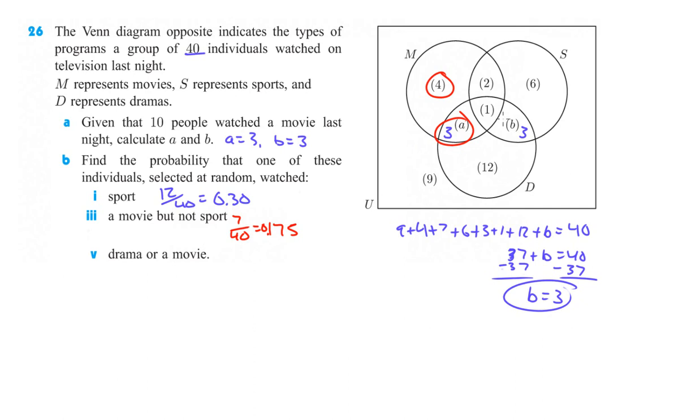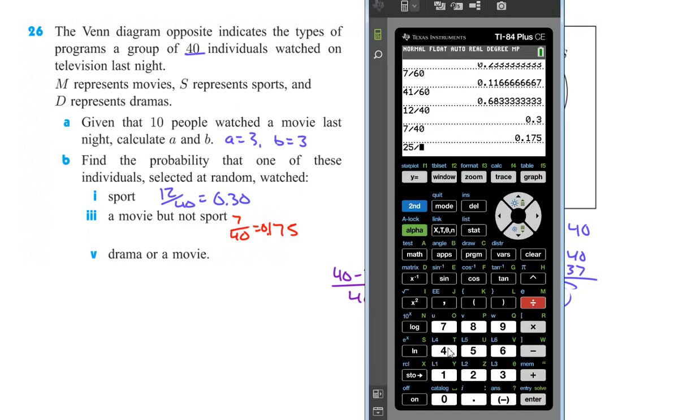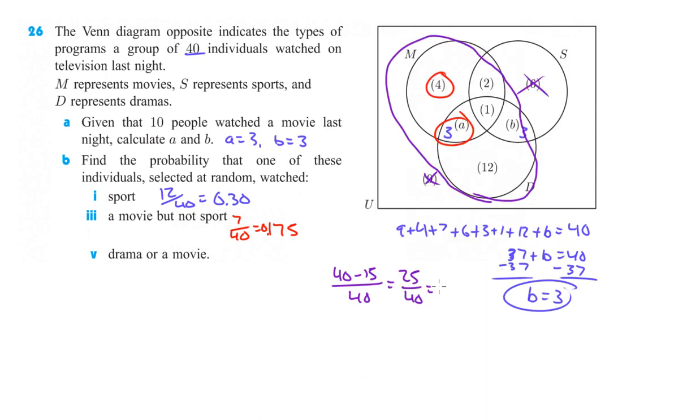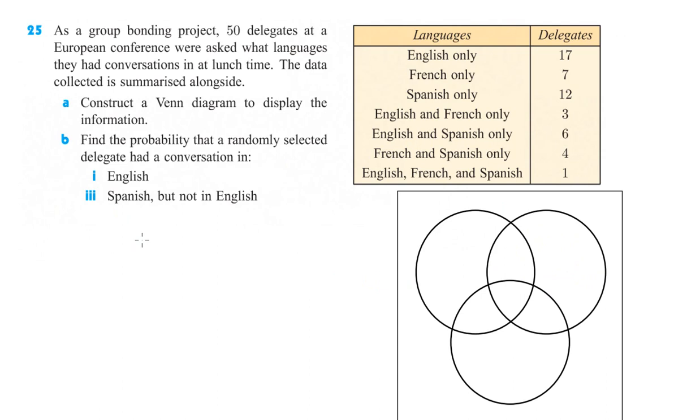And then how many watched a drama or a movie? Drama or movie, so that's everybody in this group right here, including that 3 that I scratched out. So it's everybody except for these 15 people. Probably our easiest way to do that is 40 minus 15 out of the total 40, which is 25 out of 40, which will give us 0.625. So 62.5%.